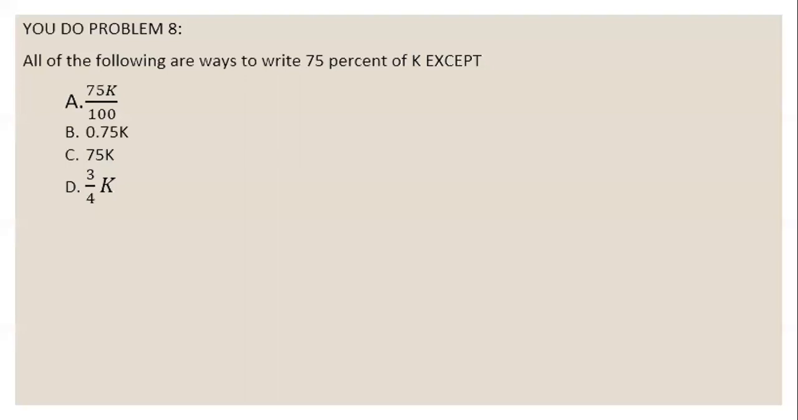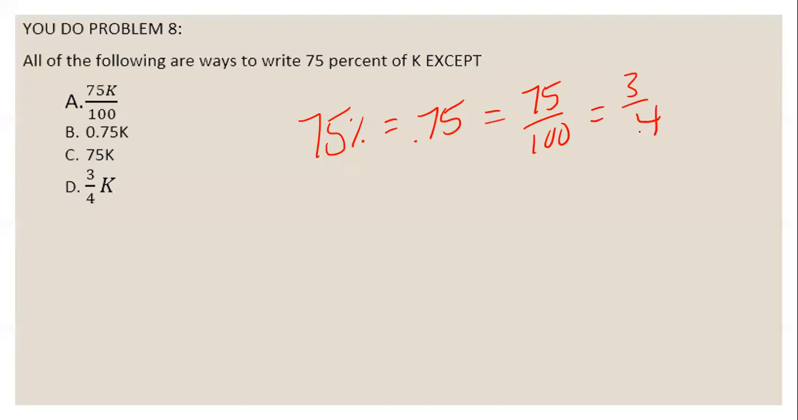Okay, so we have 75%. 75% equals 0.75 as a decimal, which equals 75 out of 100, which equals 3 out of 4. So these are all the ways to represent 75%. Which one of these is not? C. Okay. All right. That is our arithmetic review for the TSI.